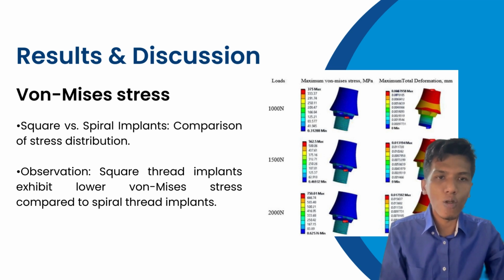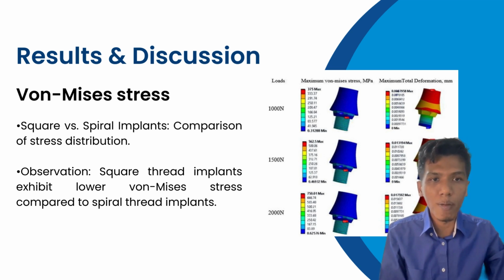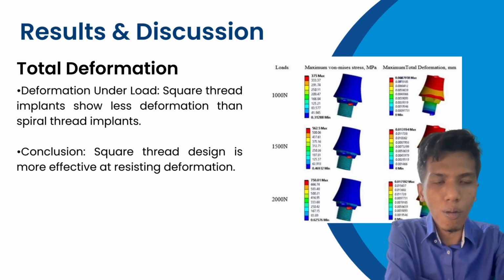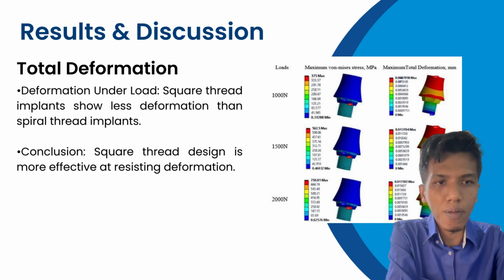Basically, the conclusion from the von Mises stress, comparing the square thread and the spiral thread implants, is that the square thread implant exhibits lower von Mises stress compared to the spiral thread design. For the total deformation under load, the square thread implant shows less deformation than the spiral thread design. The conclusion here is that the square thread design is more effective at resisting deformation.